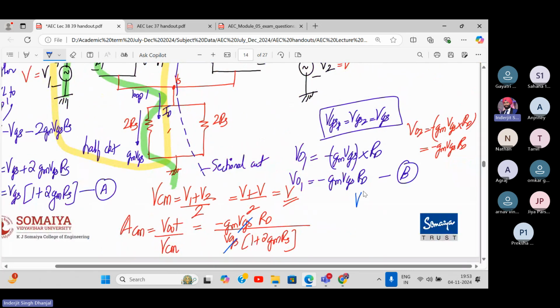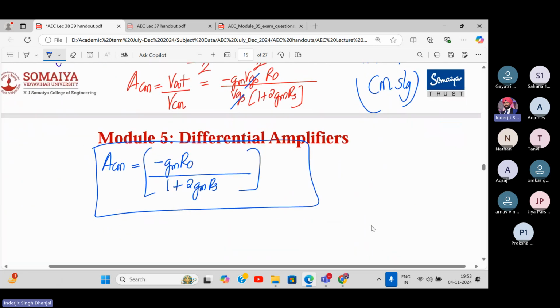You might be confused why V out is this only. See, in this case, V out is either VO1 or VO2, not VO1 minus VO2. If you do VO2 minus VO1, it will be zero because both are same. So either VO1 or VO2, in the case of common mode signal. Okay. So hence this derivation, ACM for DIBO is this much, which we have already derived. Yes or no?